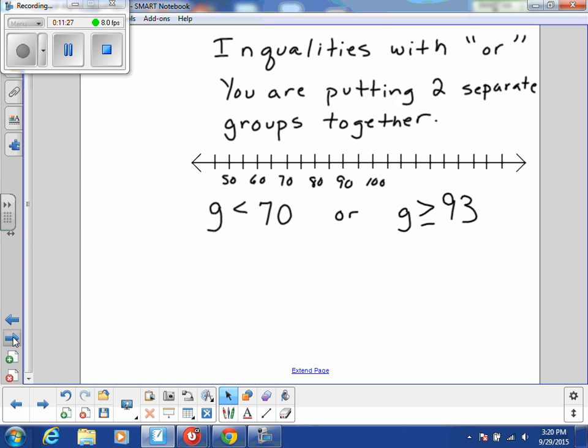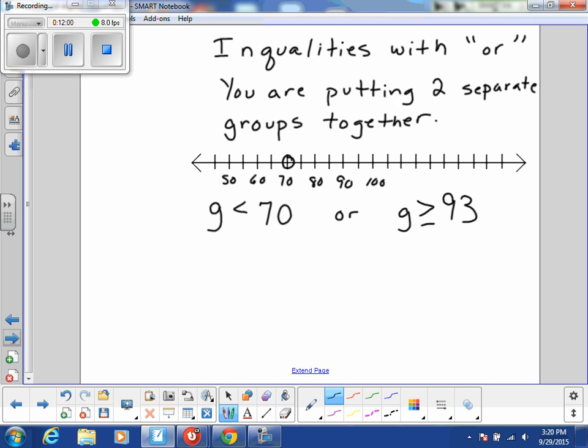All right, inequalities with the word or in it. Now this is different. We're going to put two separate groups together on a number line. Now for example, let's say I wanted to form a group in the class and I wanted to put all of the A students in a group with all the students who are failing so that the A students could help students whose grades are below 70. So I have a number line here showing some of the grades you can get, as always, increasing as you go to the right. And I'm going to put an open circle at 70.